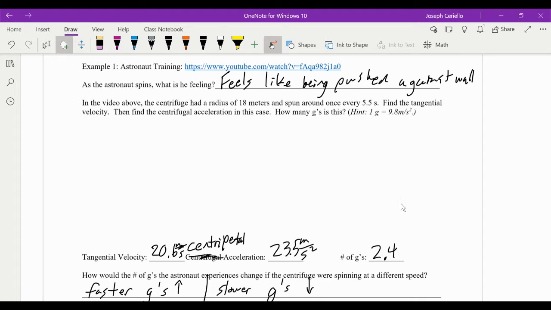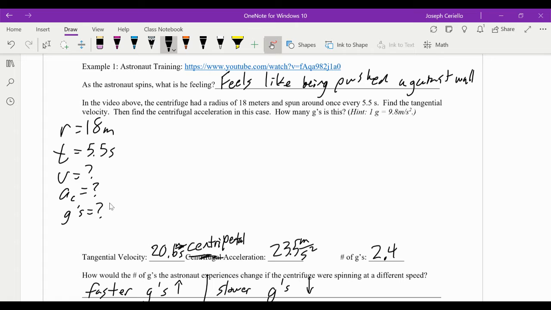So we have a centrifuge with a radius of 18 meters. So let's write that down. R is 18 meters, and it's spun around once every 5.5 seconds. So we need to find the tangential velocity, the centrifugal, or really centripetal acceleration, and how many g's this is. Okay, so first things first is to find the velocity. This thing spins around in a circle once every 5.5 seconds.